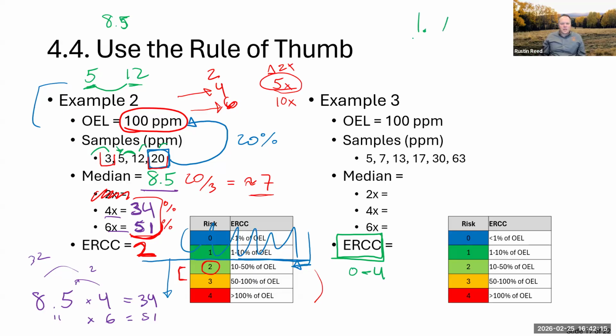So first, check your max against the OEL. Then look at that min max difference. Find your median, and then take your median multiplied by your multiplier.